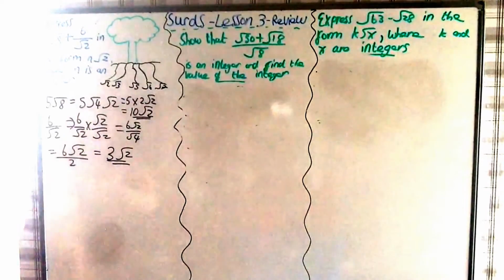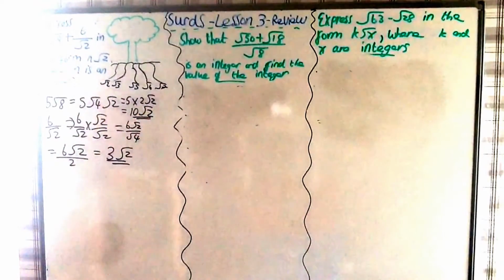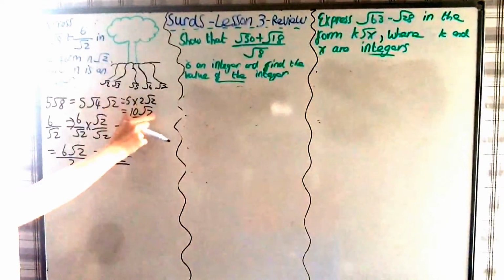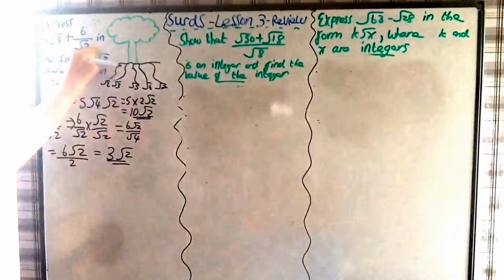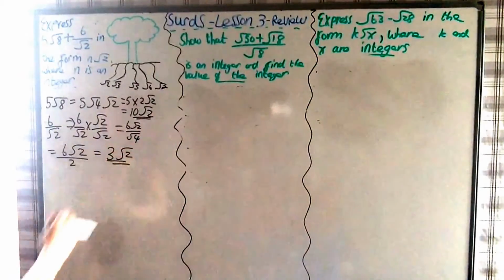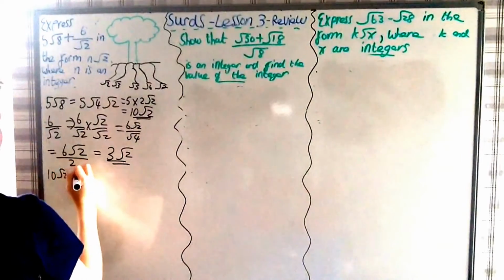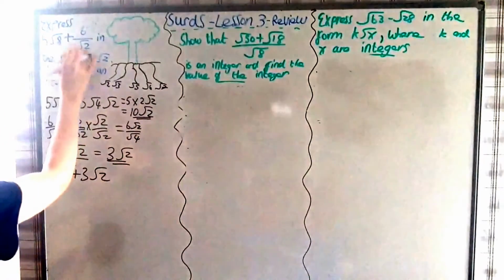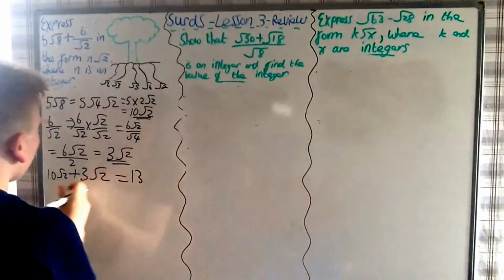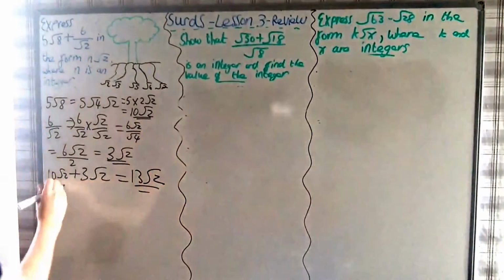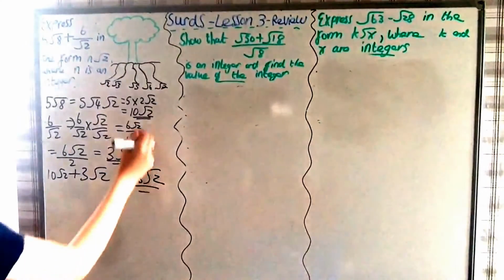So we can now just add these 2 things together, because remember, the 5 root 8 is the same thing as 10 root 2. These are both equal to each other. We've just simplified them. And the 6 divided by root 2 is also just 3 root 2. So it's fine to add the 10 root 2 and the 3 root 2 together, because it's the same thing as just adding these together. But we're going to get 10 plus 3 is 13 root 2. Okay, 10 root 2's and 3 root 2's gives us 13 root 2's. And there's the answer to the first question.